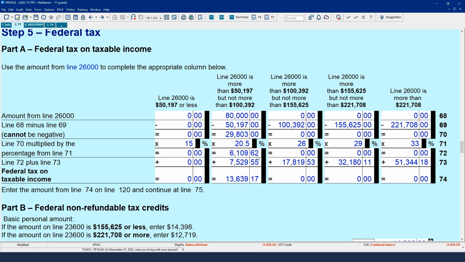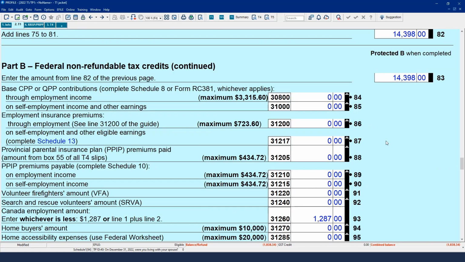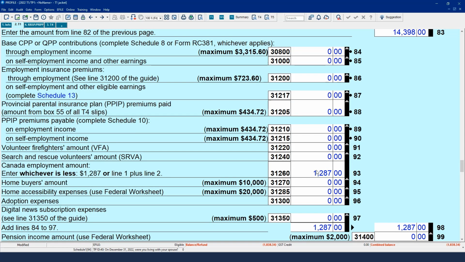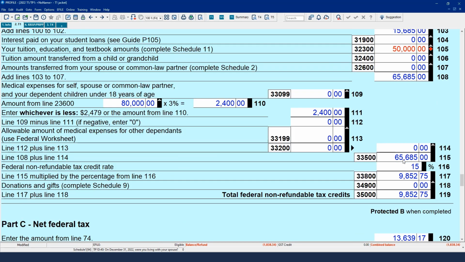So because of my RSP contribution, I actually owed only 13,600. So I saved the difference from 17,700. I still have my non-refundable tax credits. I still have my basic personal amount of 14,398. I still have my employment amount because I was working, so 1,287. I still have my unused tuition, if it's still valid, of 50,000, giving me total credits of 65,685, but it's multiplied by 15%. So I've got total non-refundable credits of 9,852.